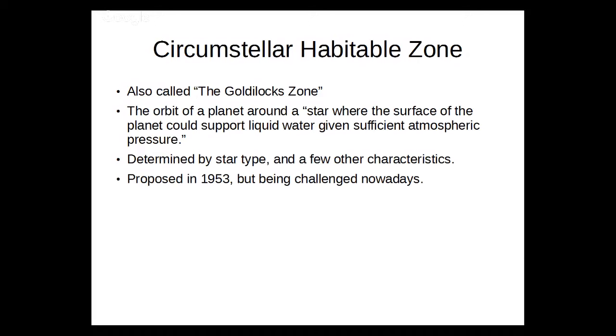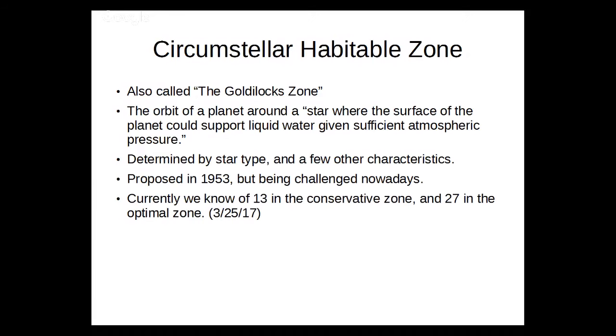But it's being challenged nowadays, and that's exactly what I just talked about, that places like Enceladus and Europa and possibly even Pluto have subsurface water. So that's pretty amazing. Currently, we know of 13 planets in the conservative zone as of today, and there are 27 in what I guess is called the optimal zone. So that would include the conservative zone plus other things that could have subsurface oceans or are a little further out, a little closer in.